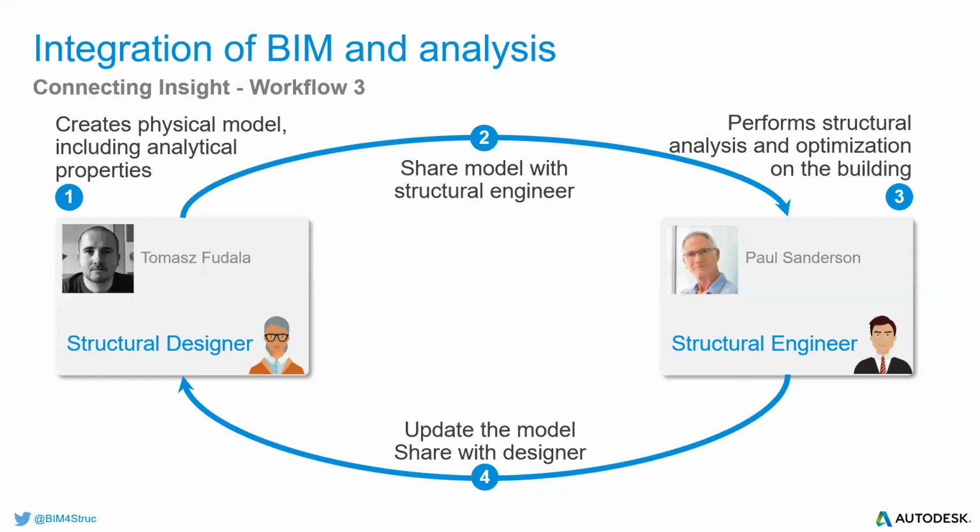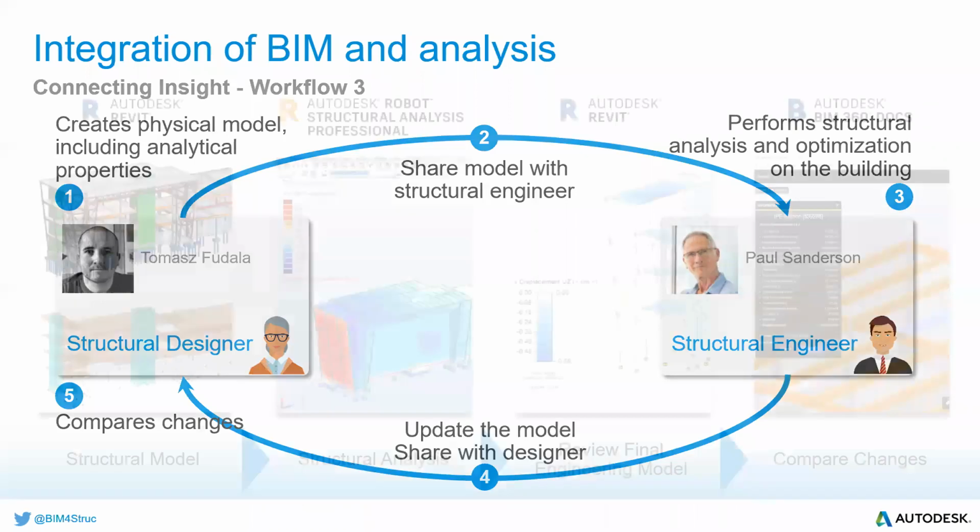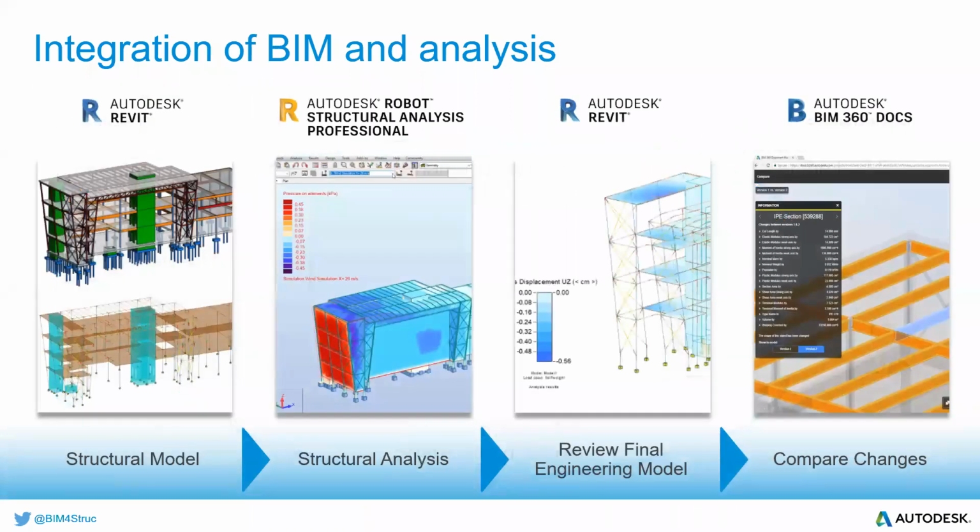And the process repeats itself up to a point where both are okay that the design can proceed to the next stage. Then they compare the changes and approve them, using one integrated model where you can see the physical model side by side with the analytical model. And that basically happens within Autodesk Revit. So the first phase of the design is the work which happens between the structural designer and the structural engineer.